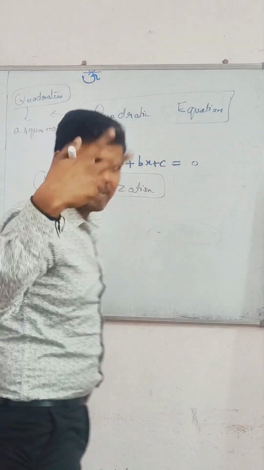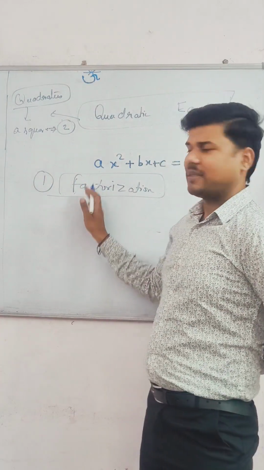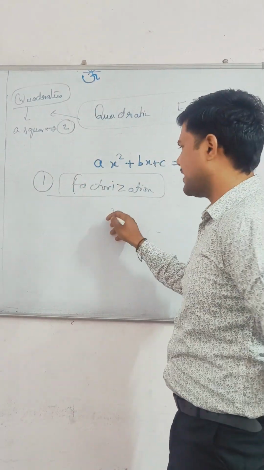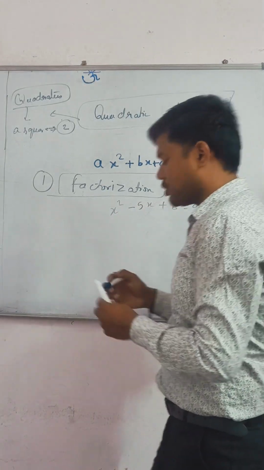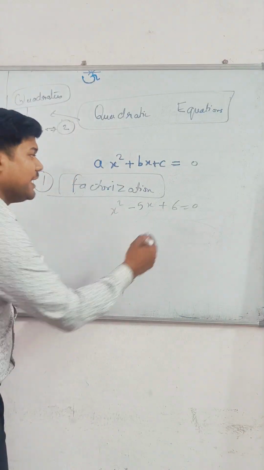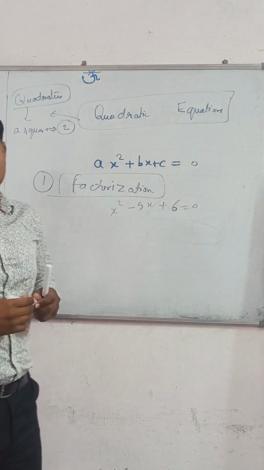The first method and the second method we will come upon. First method is the factorization method. For example, I have written a random equation: x square minus 5x plus 6 equals 0. Now, I want to find the roots of this equation.